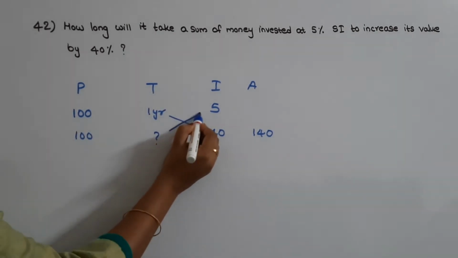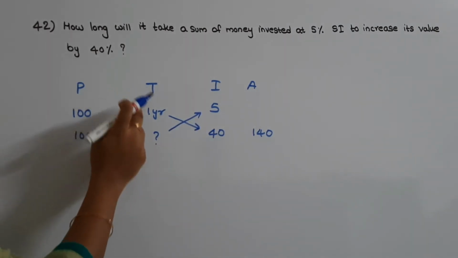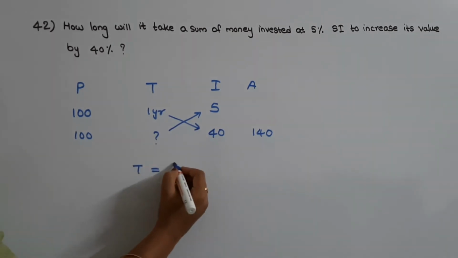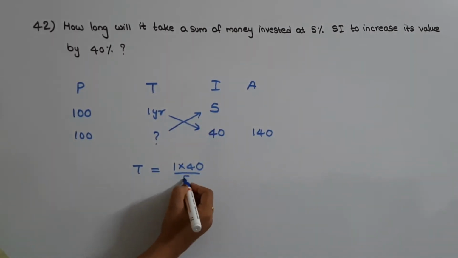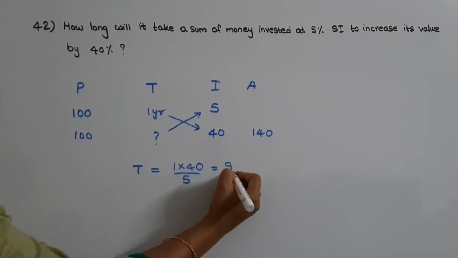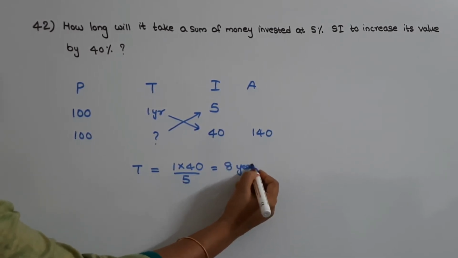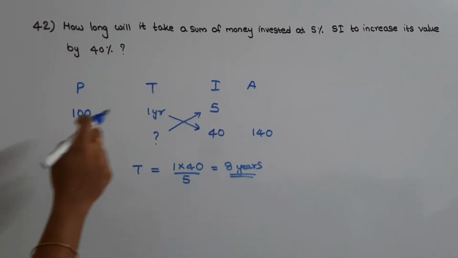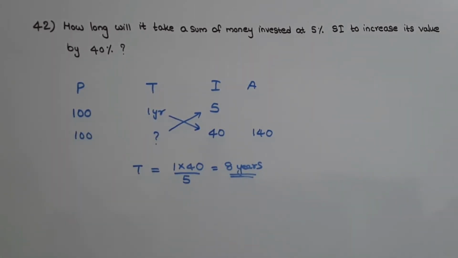Hence we need to do cross multiplication. Hence the time period will be equal to 1 into 40 divided by this 5. So the answer will be equal to 8 years. So the time taken by the amount to become 40% more than that of the principal is 8 years.